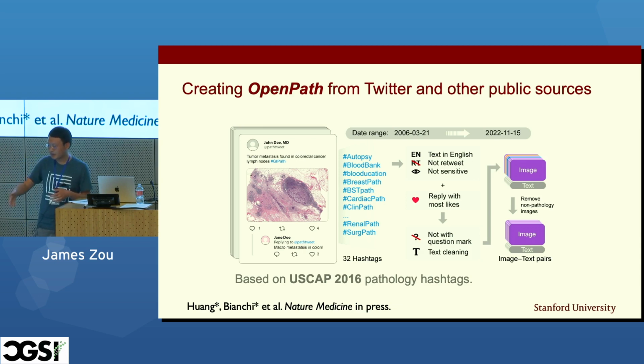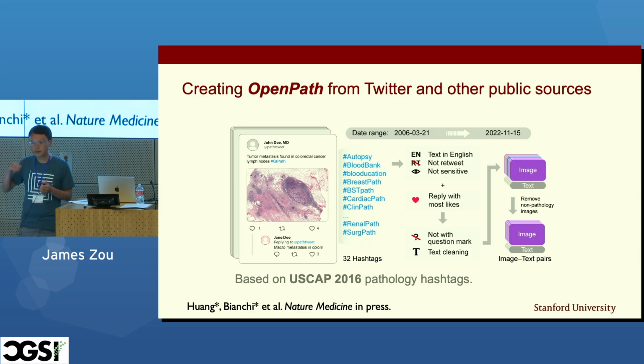So here are some examples of these hashtags. You can have different disciplines of pathology, looking at breast or colon, and each of those disciplines will have their own specific hashtags. Basically, we can look at all these recommended hashtags and use them as a way to initially curate all of the tweets.